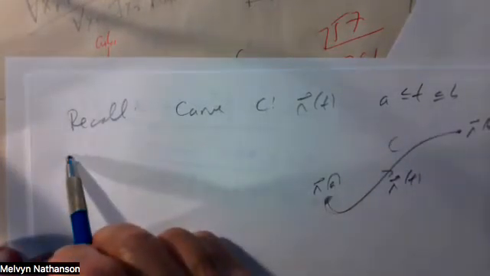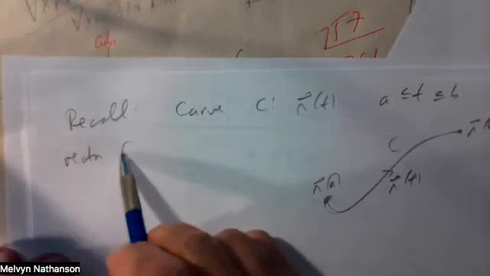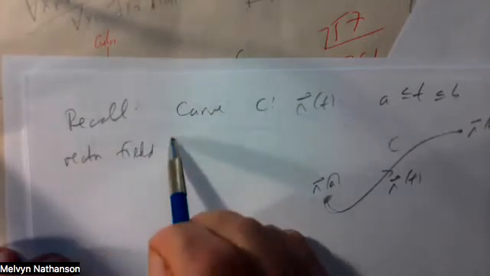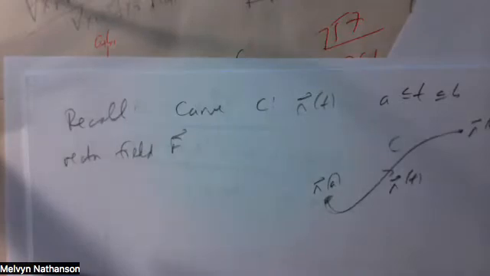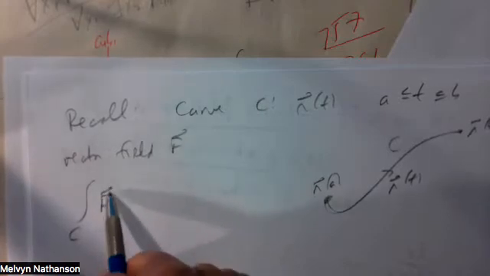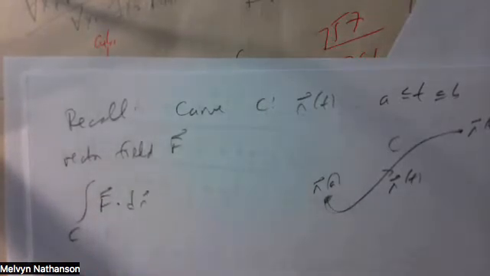And we have a vector field F. And we've defined the line integral of the vector field F along the curve C. So this is one way to write it. This is the line integral of the vector field. It really maybe should be called a curve integral, but this is the line integral of the vector field F along the curve C. And how is this defined?